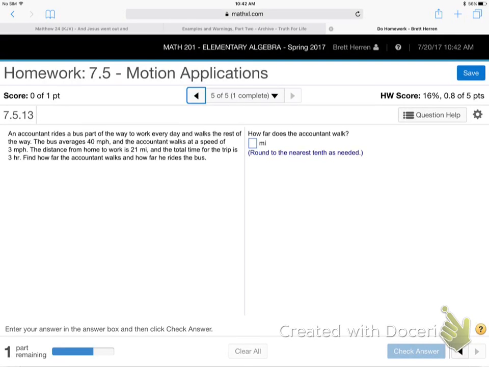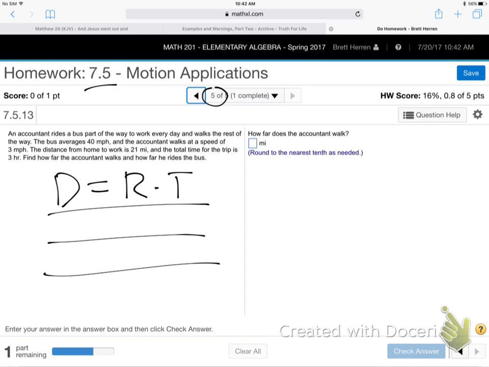Let's jump back to this one real quick. 7.5, number 5. Set up the equation. It's a travel problem. Read it real quick. An accountant rides a bus part of the way to work every day, walks the rest of the way. Bus averages 40 miles an hour. Accountant walks at a speed of 3 miles an hour. Distance from home to work is 21 miles. Total time is 3 hours. Find how far the accountant walks and rides.